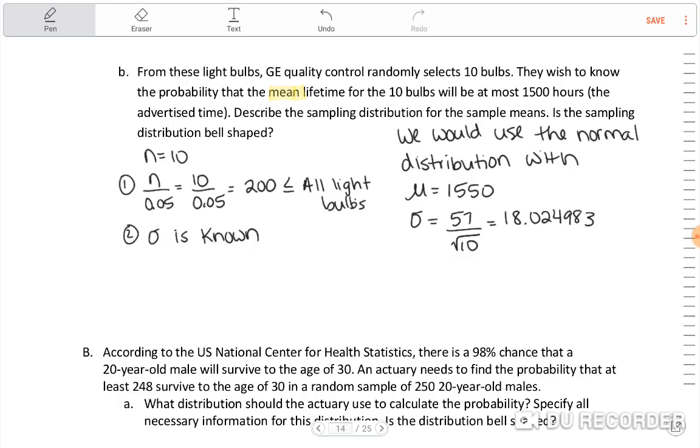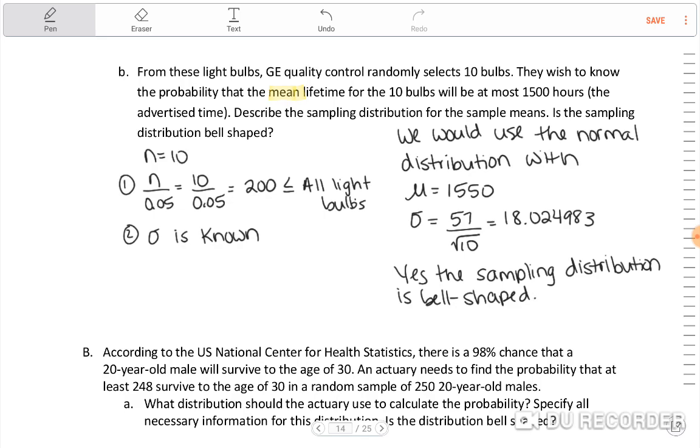So is the sampling distribution bell-shaped? Yes. The sampling distribution is bell-shaped, and that's because the original population was normally distributed too. So because the population was normally distributed, which was bell-shaped, then the sampling distribution would also be bell-shaped. Okay.